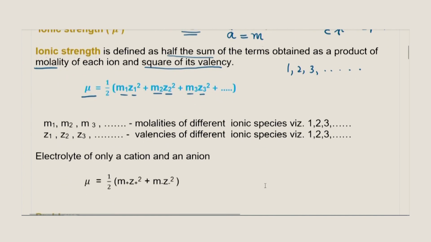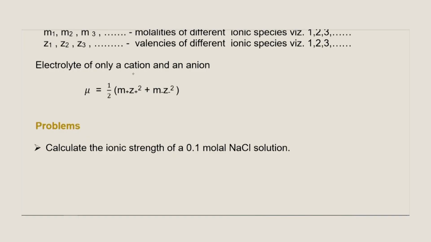Now, if you have an electrolyte with only one cation and one anion, in that case the ionic strength is as follows. M plus represents the molality of the cation and Z plus the valency of the cation, and M minus and Z minus those of the anion. So, mu is equal to 1 by 2 into M plus Z plus square plus M minus Z minus square. So, you have only two terms to be added up, one for the cation and the other for the anion.